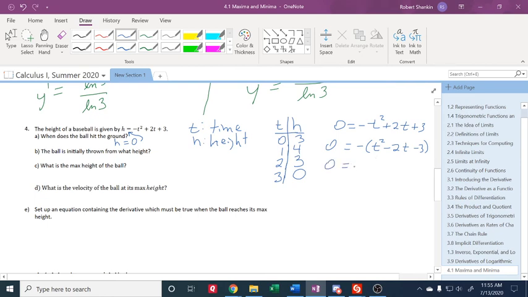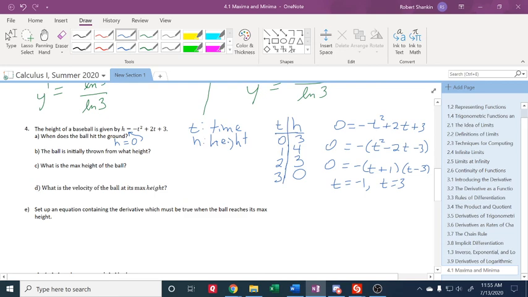I could divide both sides by -1. That negative won't matter in the solutions yet. T and T, plus and minus. I want the larger one negative, 3 and 1. And so at t equals negative 1 and at t equals 3, you're going to have h is 0.